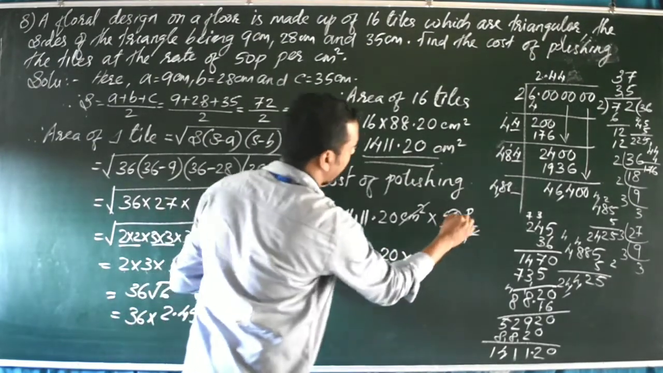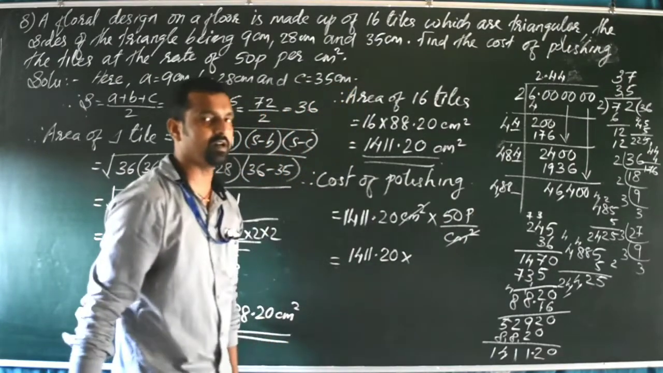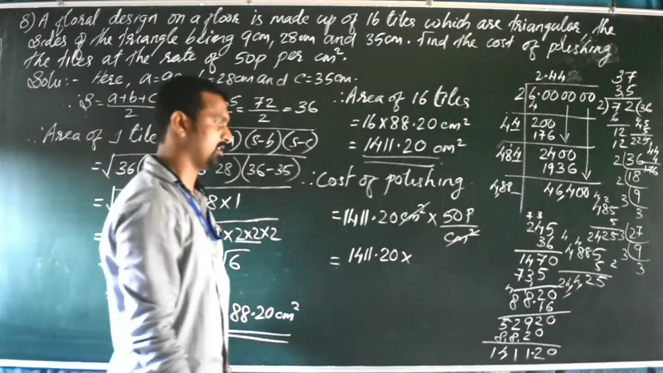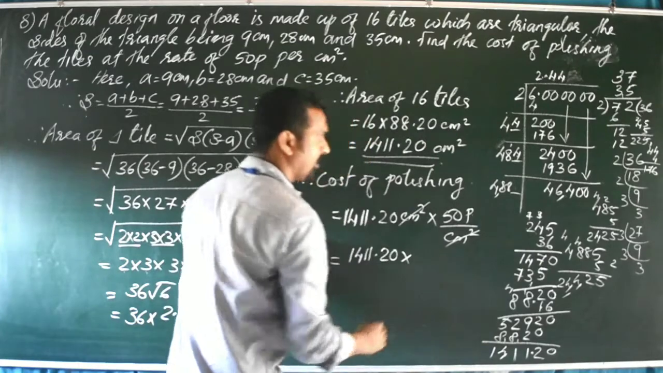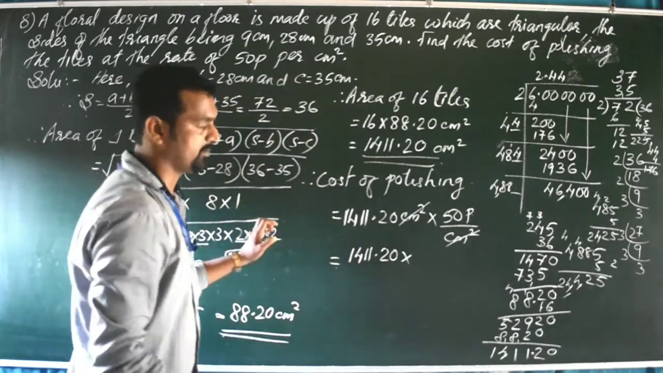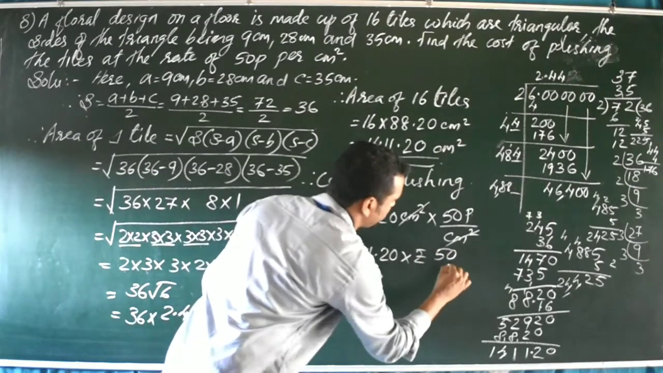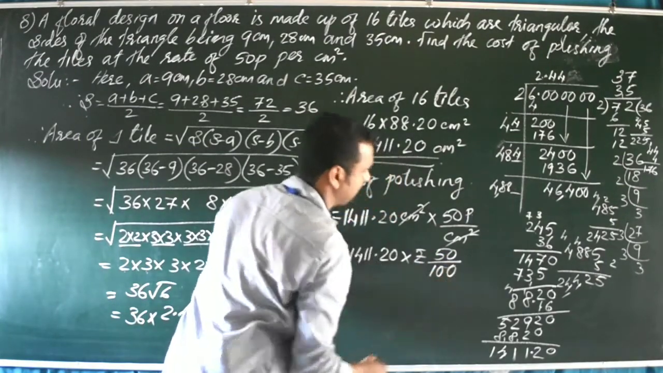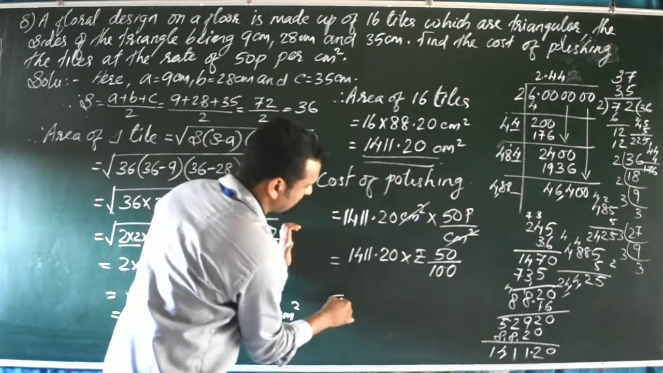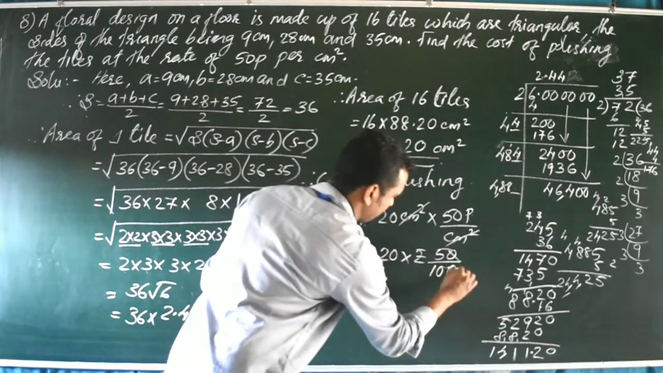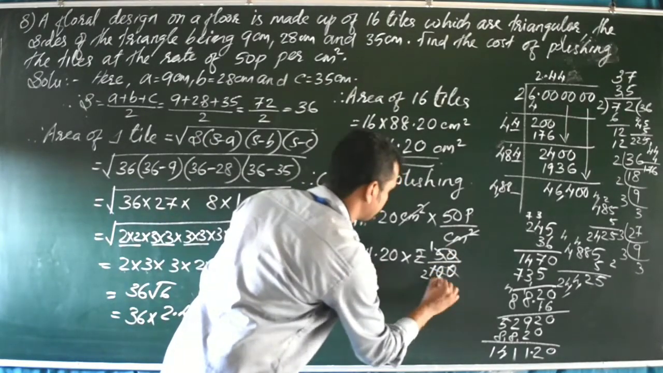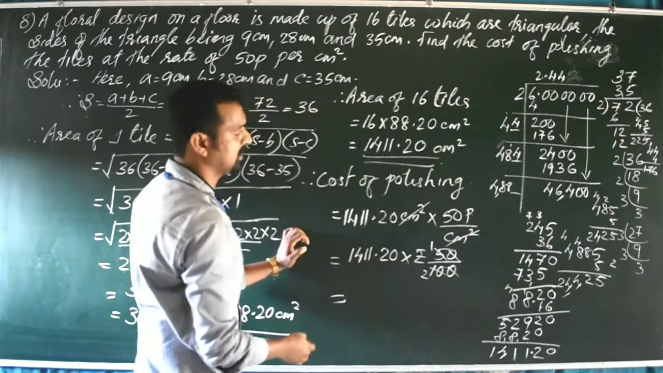1411.20 into 50 paise, we will convert into rupees. 50 paise, how many rupees? 1 rupee means 100 paise. So 50 paise will come half rupee. That is rupees 50 divided by 100. That is equal to, 0, 0 we can cancel. 5 1s are 5, 5 2s are 10. Then divide it by 2, we will get the answer.